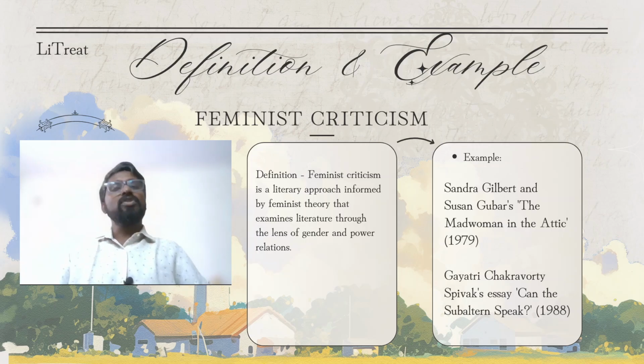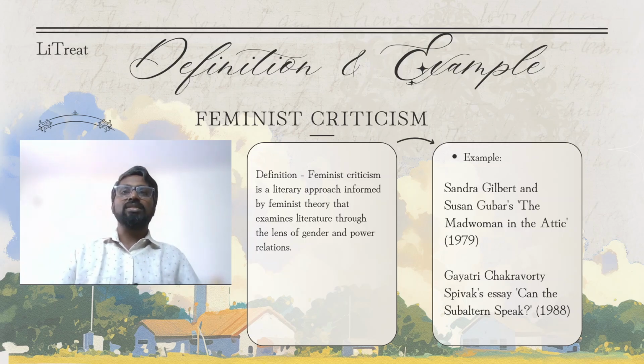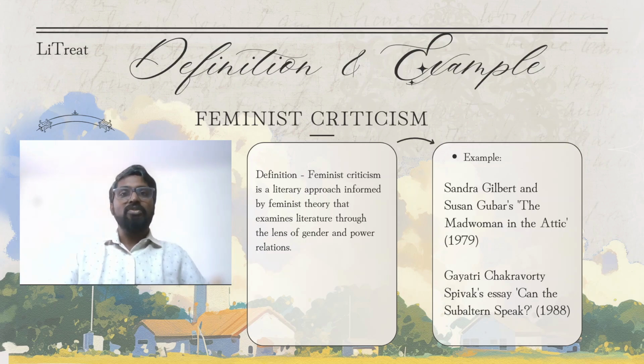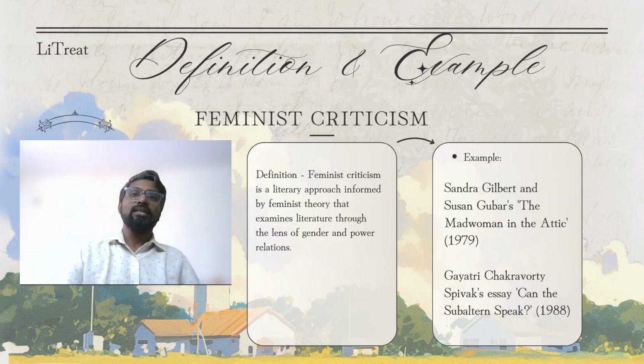Let's explore some influential works and concepts in feminist criticism. Sandra Gilbert and Susan Gubar's The Madwoman in the Attic, published in the year 1979, examines 19th century women's literature through a feminist lens. They argue that female characters in literature written by women often represent the author's rage against patriarchal constraints. Their analysis of Bertha Mason in Charlotte Bronte's Jane Eyre as Jane's dark double exemplifies this particular approach.